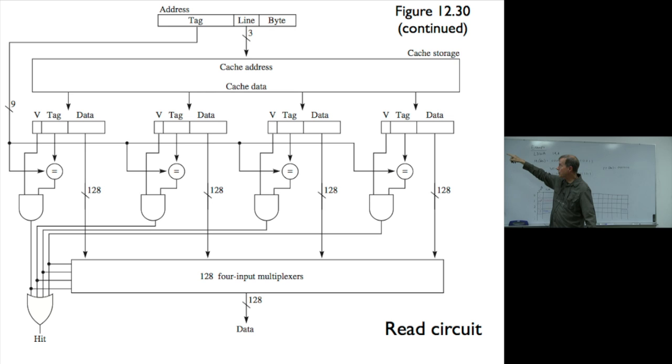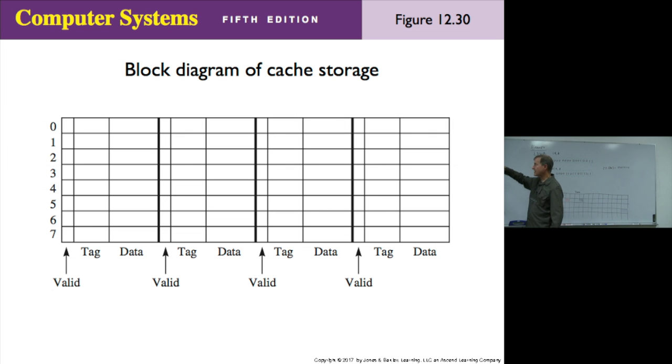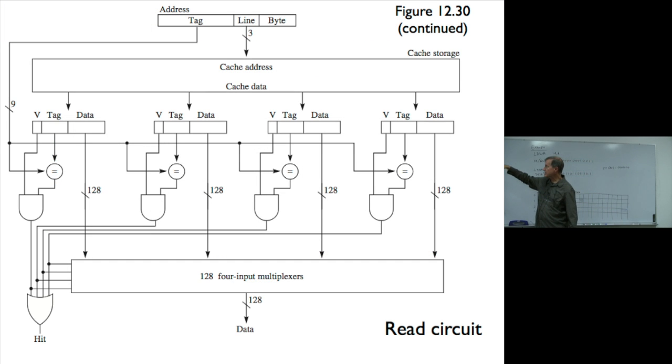Okay, so what is that 3? Do you see what those 3 lines are doing that are coming into the cache address? If we come back here, what they're doing is selecting one of the rows. Are you with me? So one of those rows is being presented to the output. And what are those rows? A valid tag data, valid tag data, valid tag data, and valid tag data. So you see, if we come back here to figure 12.30, the second part, you see that's the valid V tag data, V tag data, V tag data, V tag data. So that's being presented. Putting those 3 bits of the cache address to the cache presents those.